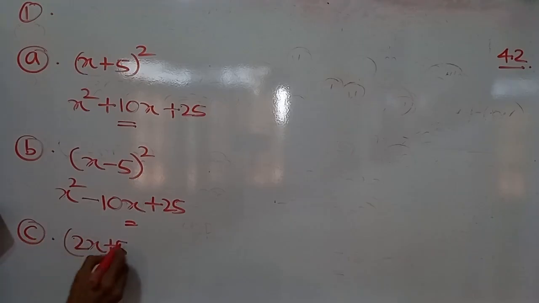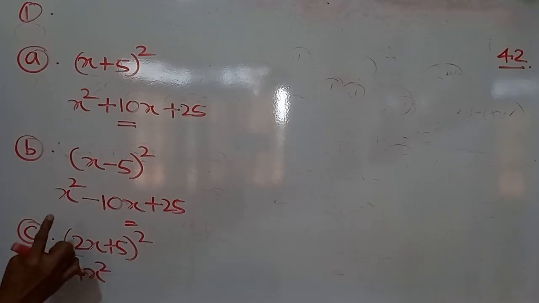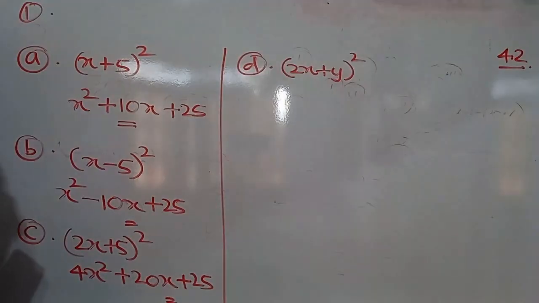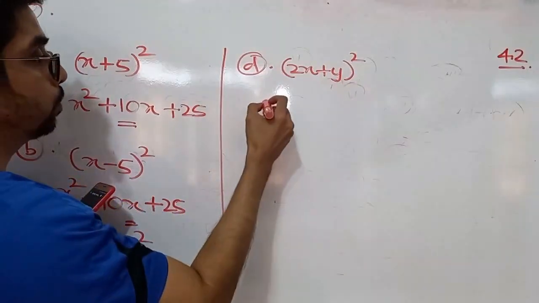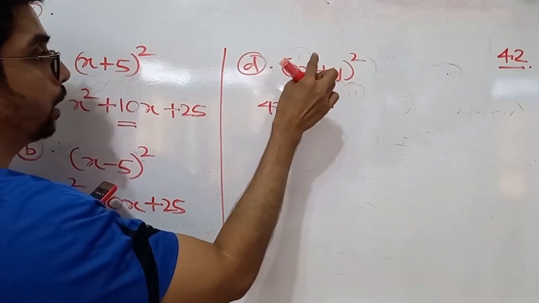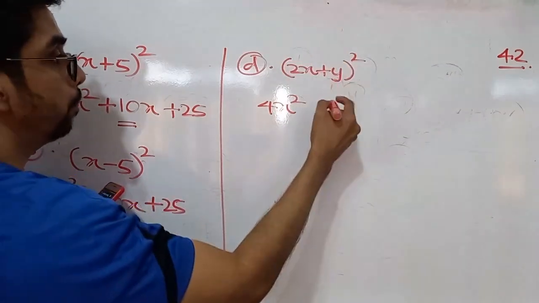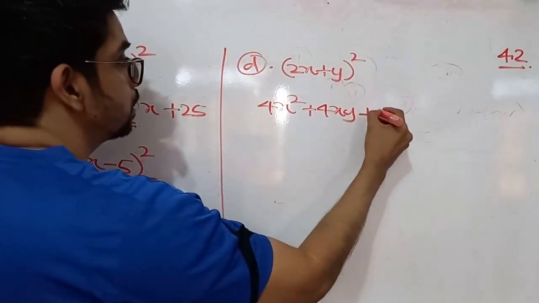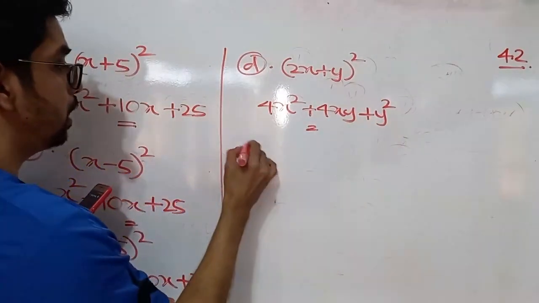2x plus 5, the whole thing square. Right? So the first term we have to square that. So this becomes what? 4x squared. Then we have to multiply these two. 5 into 2x, that is 10x. Multiply again that by what? 2. So this becomes 20x plus 25. Right. So we have to square this term. So this becomes what? 4x squared. Then we have to multiply these two. Right. So it becomes 2xy. Again multiply that by 2. So this becomes what? 4xy plus y squared.